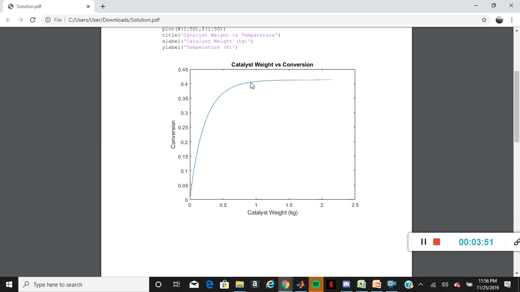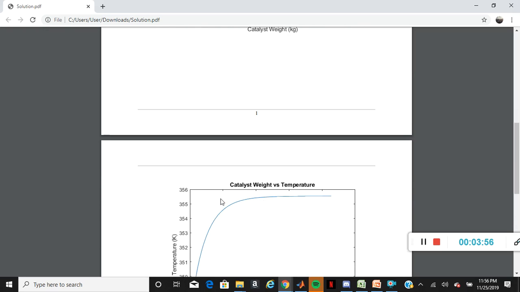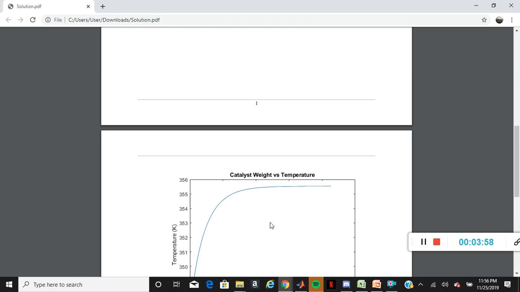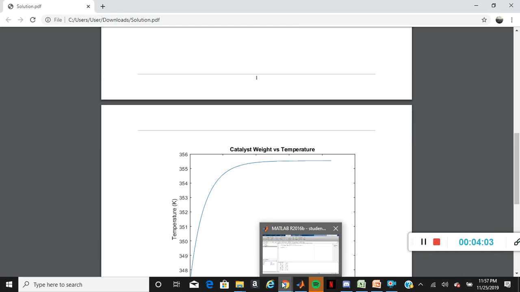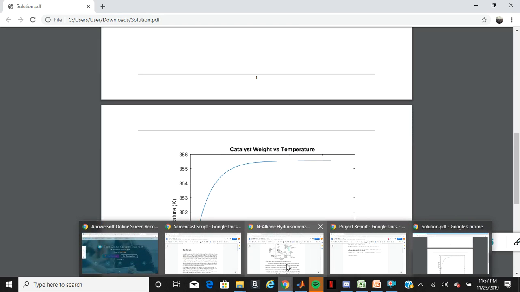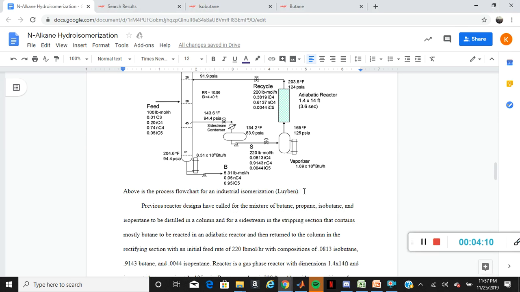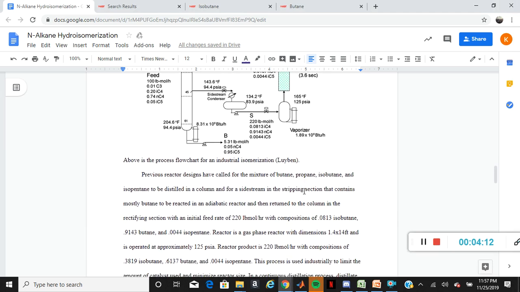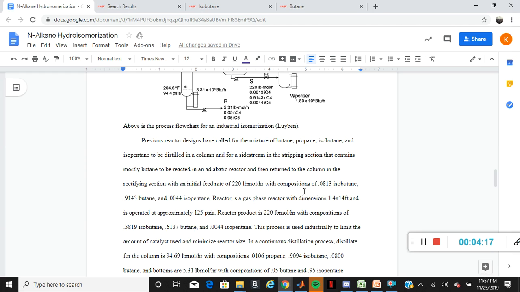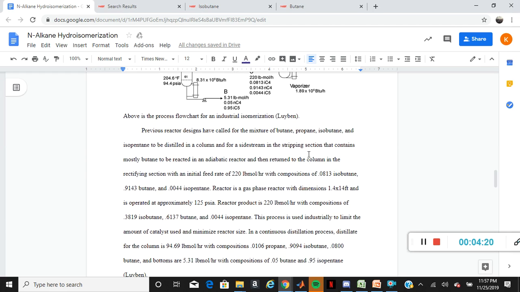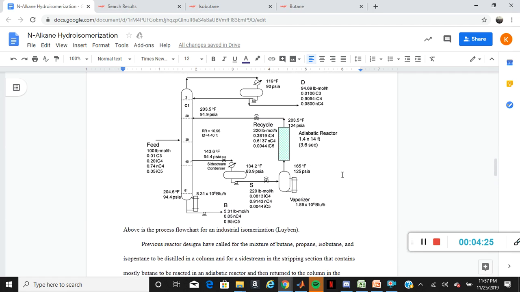Conversion plateaus at about 0.4 and temperature at about 355 Kelvin. And that is basically our design. These kinds of reactions are commonly used in the petrochemical industry, trying to increase the efficiency of certain hydrocarbons, oils, fuels, things of that nature.